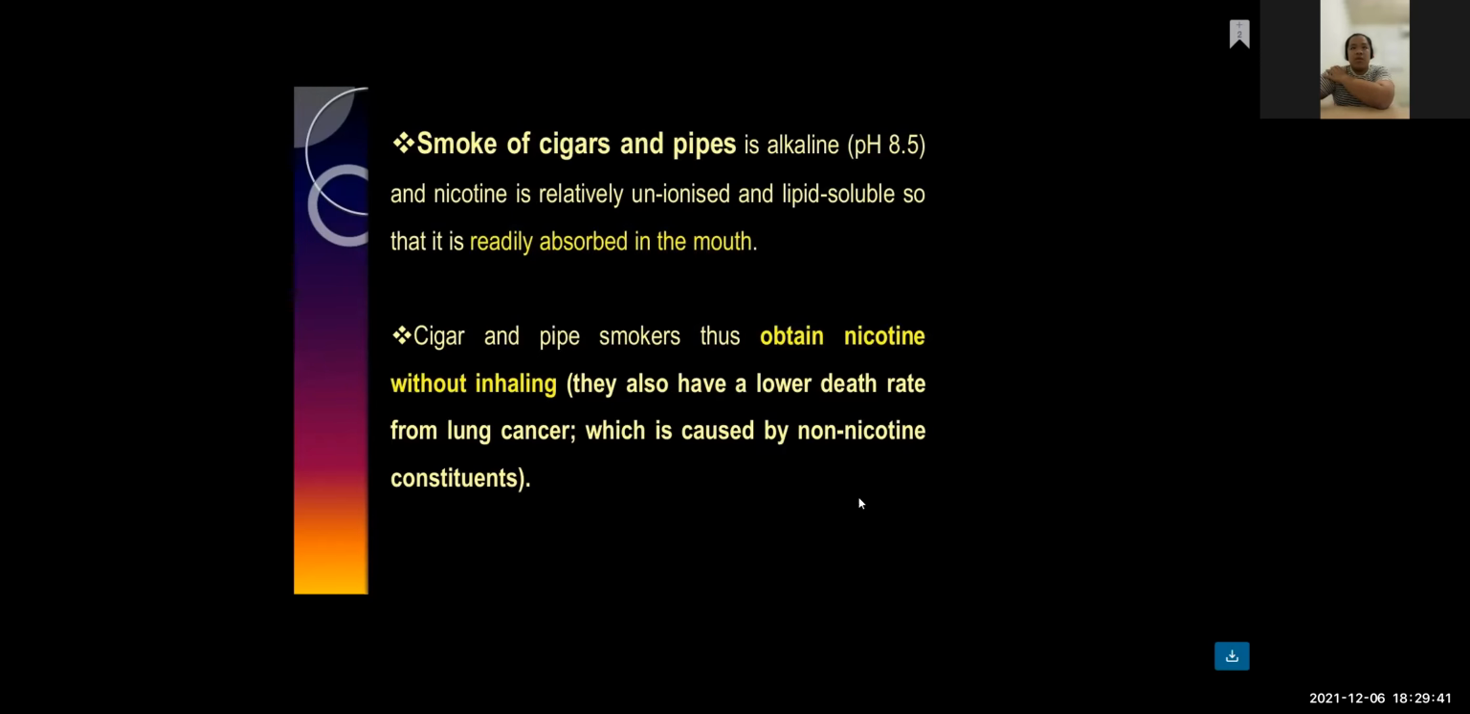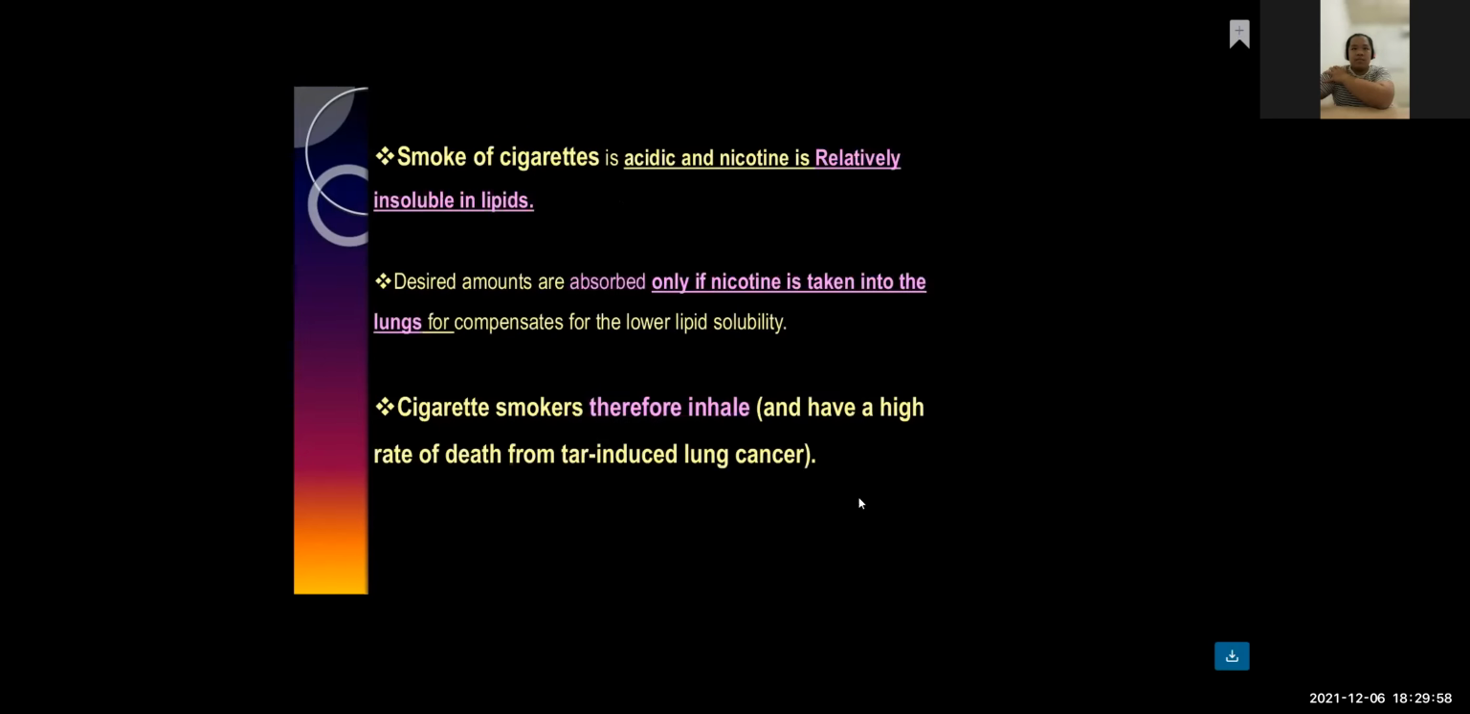Smoke of cigars and pipes is alkaline, which has a pH of 8.5, and nicotine is relatively unionized and lipid soluble, so that it is readily absorbed in the mouth. Cigar and pipe smokers thus obtain nicotine without inhaling.